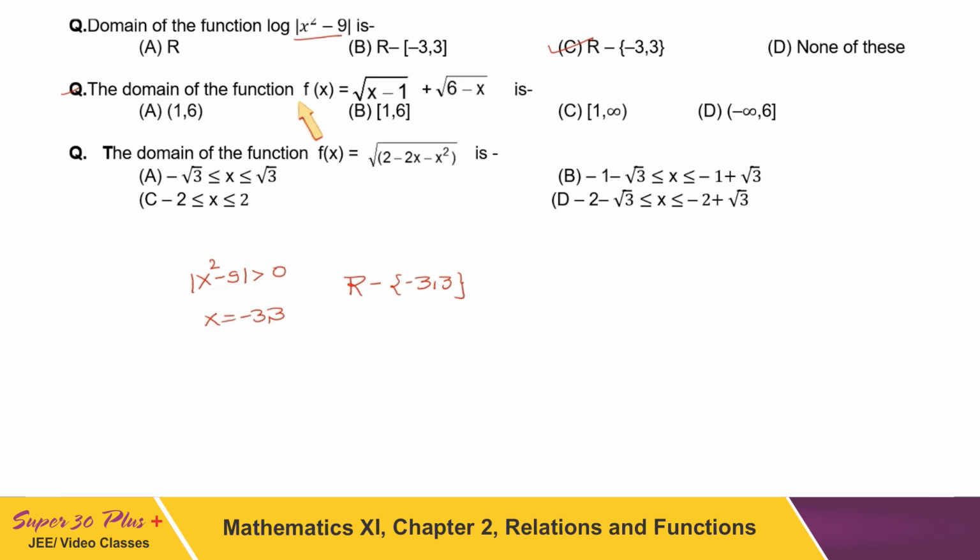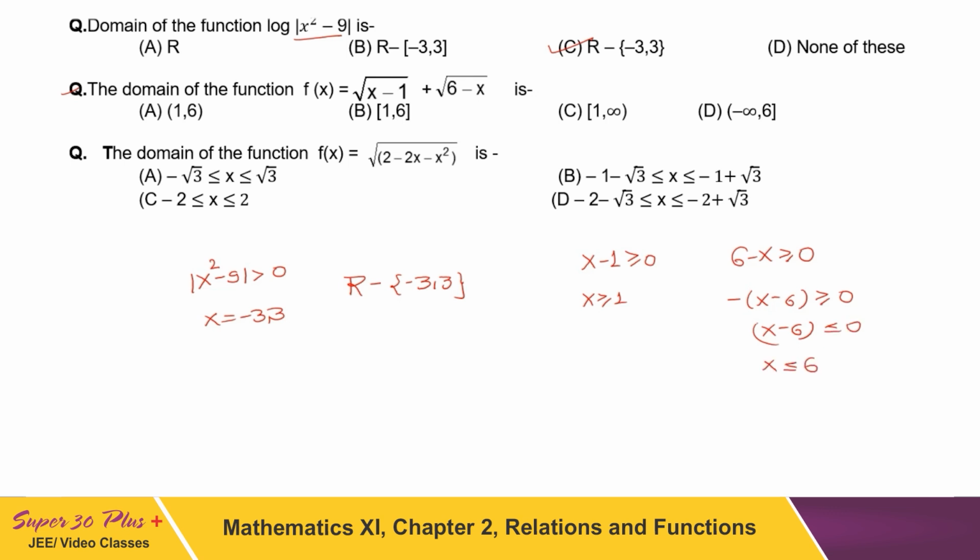Question number 2, the domain of the function. This is the algebra of the function. In the function f(x), two functions are in addition form, meaning the domain of the function is defined at the common points. What is the meaning of common points? x minus 1 should be greater than or equal to 0 because this is within a root function, and 6 minus x is also greater than or equal to 0. Solve it, x is greater than or equal to 1, and for this, minus times x minus 6 should be greater than or equal to 0. Now x minus 6 is less than or equal to 0. Your answer will be x less than or equal to 6.